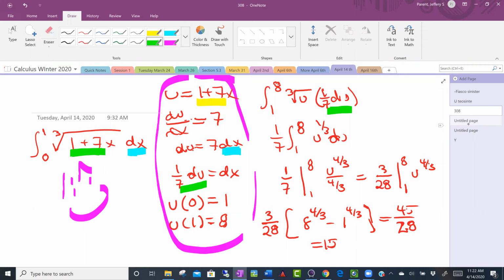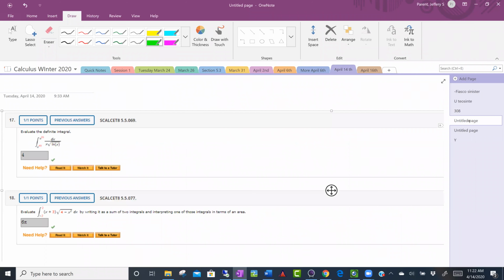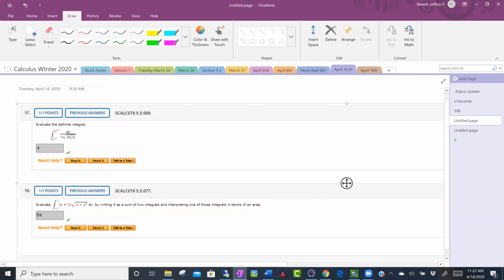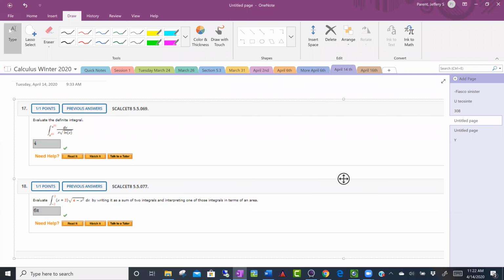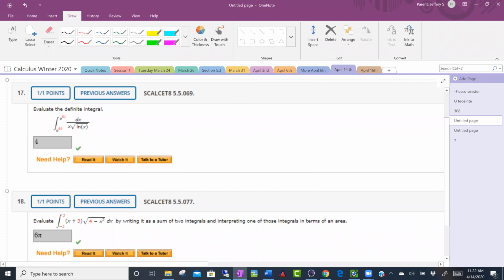All right, there are two more problems that were emailed to me ahead of time. So let me do those. The first one I want to do is this one right here. This one's a good example because it shows you a little bit of a tricky u-substitution. So let's work on that one.